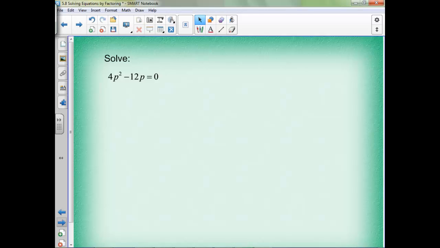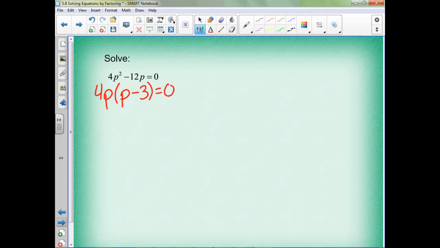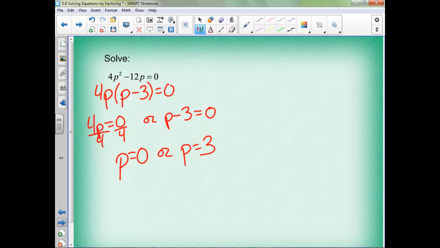So same idea here, but notice now we don't have it factored, so that is the first thing we need to do. Notice we can factor a 4p from both, and we're left with p minus 3. Well then now either this 4p is 0, or the p minus 3 is 0. So if we use 0 or 3, our equation is solved.